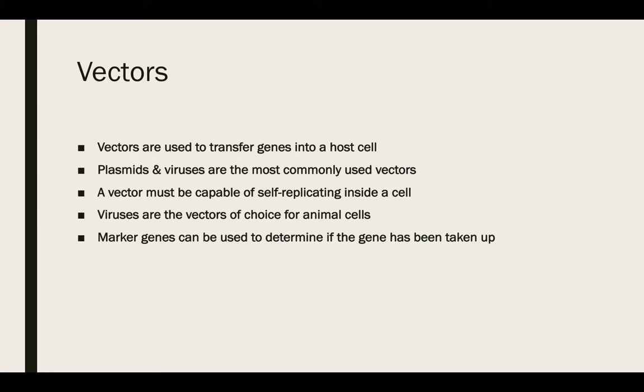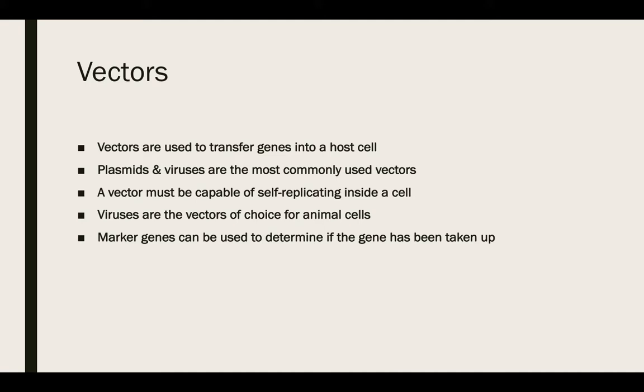We also have vectors. Vectors are used to transfer genes into a host cell. So this is using something to transfer into a host cell. That could be a plasmid. A plasmid is an extra chromosomal structure that we can put into bacteria. Plasmids and viruses are usually these vectors.